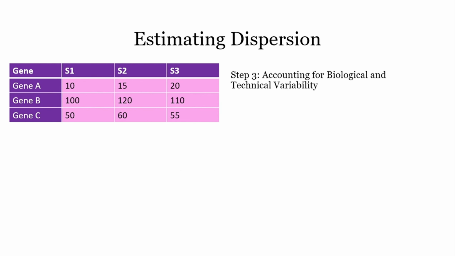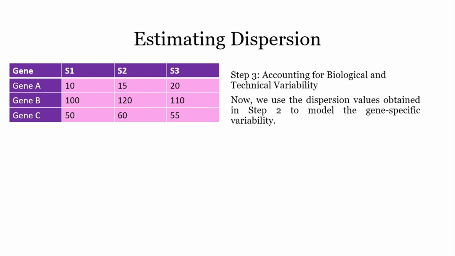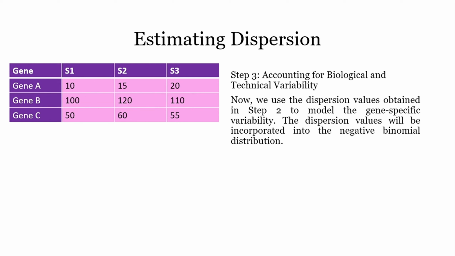In step 3, accounting for biological and technical variability. Now we use the dispersion values obtained in step 2 to model the gene-specific variability. The dispersion values will be incorporated into the negative binomial distribution. Gene A dispersion is equal to 12.33, gene B dispersion is equal to 100, and gene C dispersion is equal to 25.